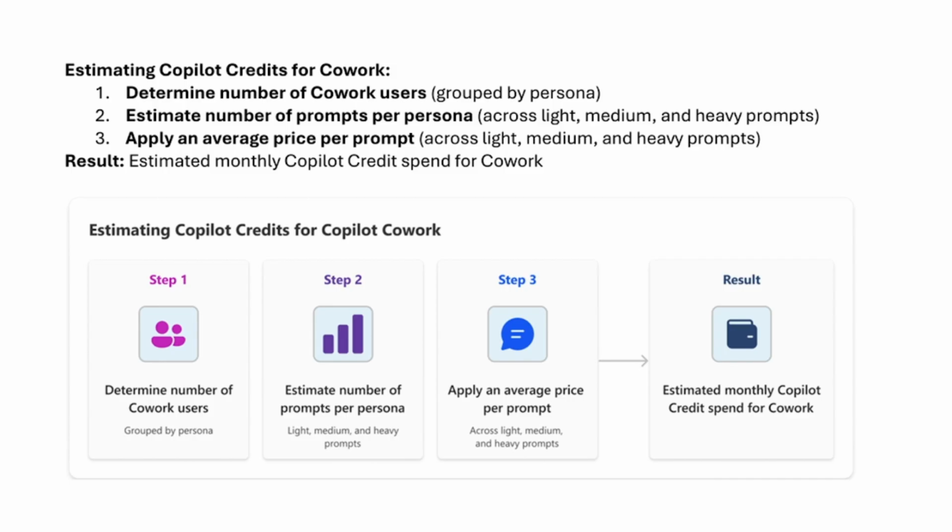If you're not sure about how to control this co-work option, I have a video linked in my description on how to control or hide this co-work for the organization. Apply an average price per prompt, and then you have the estimated monthly Copilot credit spend. So this is your estimator for the Copilot co-work.